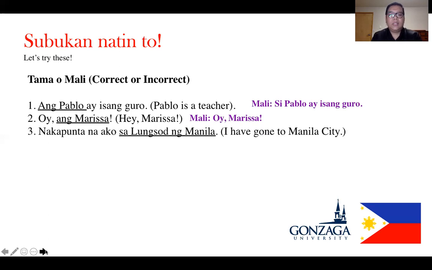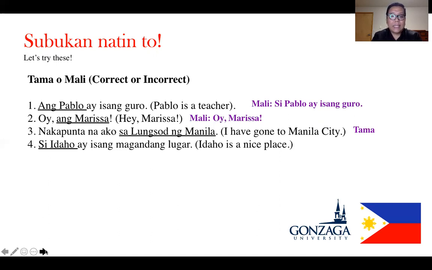Number 3, nakapunta na ako sa lungsod ng Manila. Or in English, I have gone to Manila City. Now, is the use of the word sa correct in the sentence? Sa lungsod ng Manila? Correct answer for number 3 is, okay, it's tama. Okay, it's correct. Nothing wrong with this sentence.